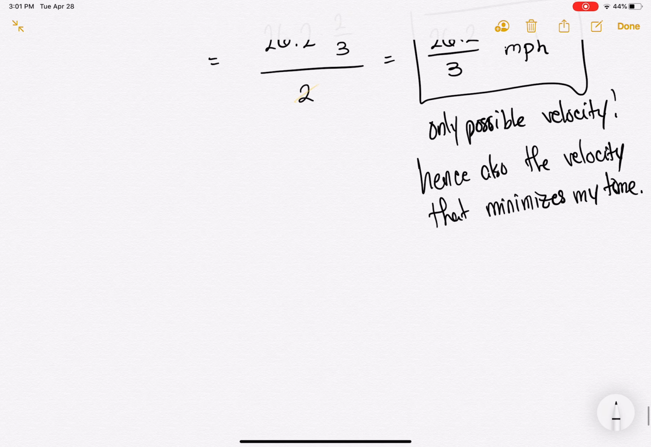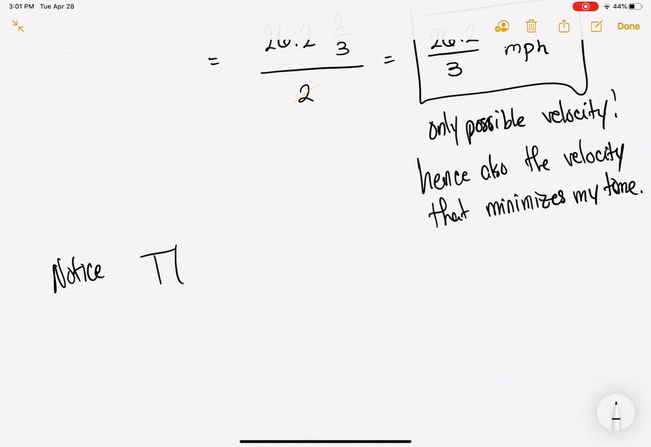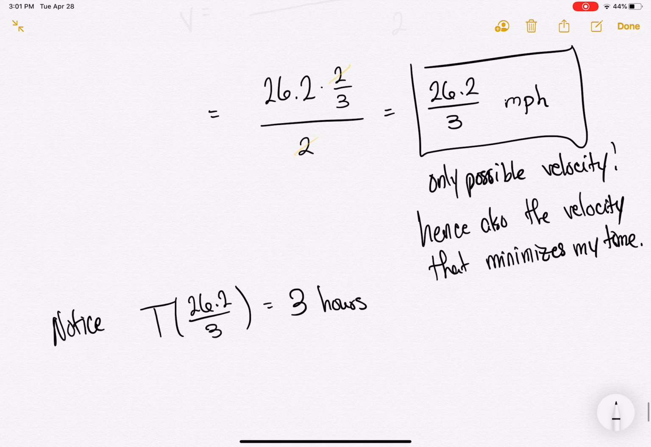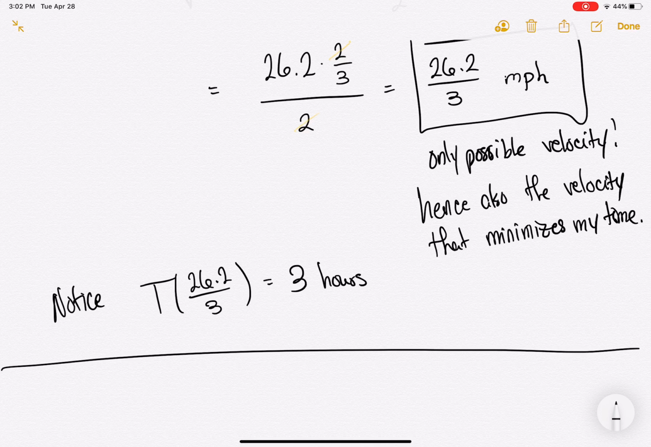You'll notice that the time it took me to run my marathon, T of 26.2 over 3, is 3. So it took me 3 hours to run. Pretty good marathon time, I think. I'm not a runner, but pretty sure that's pretty good. The world record is like 2 hours, but of course that's exceptionally good. So there you go. That's how you do it. It turns out there's only one possible velocity here. It doesn't seem like it at the beginning, but that's actually what's true.